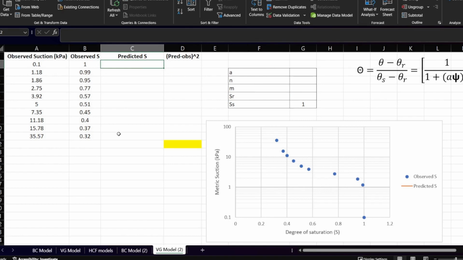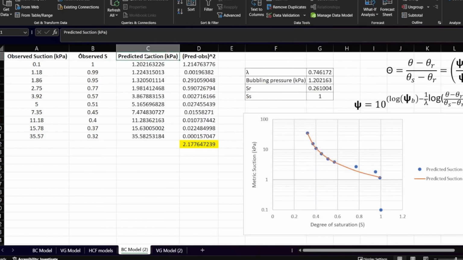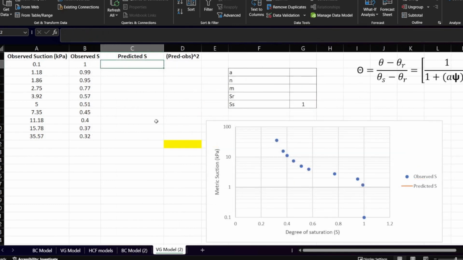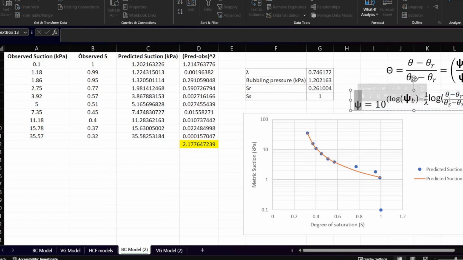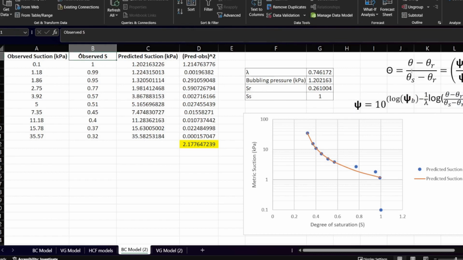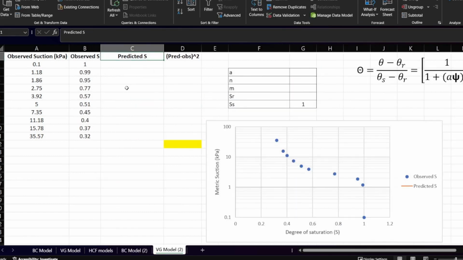In the last expression, I predicted the value of the suction. In this expression, I'm going to predict the degree of saturation. One thing to note is that this expression is reversible. Either you can obtain the value of suction based on the volumetric moisture content or the degree of saturation, or in reverse, you can obtain the degree of saturation or the volumetric moisture content based on the values of suction. So that's why I've done one problem for prediction of the suction and another for the prediction of S.